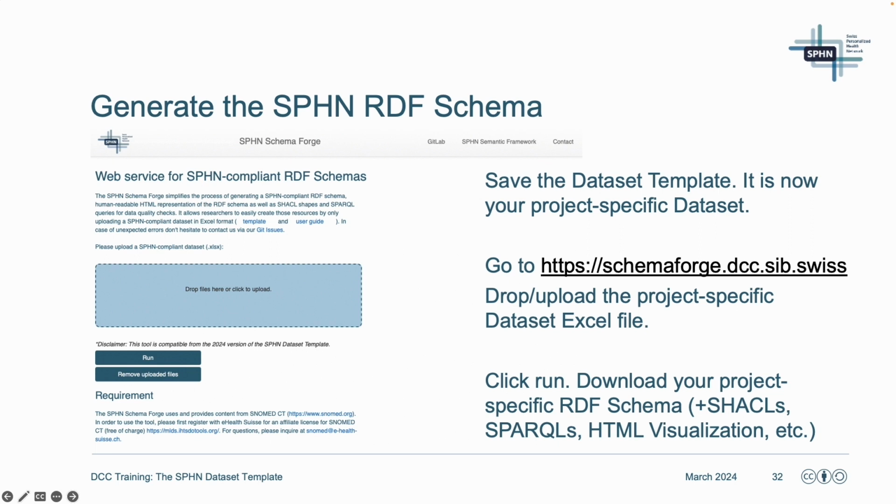If you have an error, you can possibly fix it yourself in the dataset, but you are also welcome to send an email to the DCC at dcc@sib.swiss to further inquire about the error.